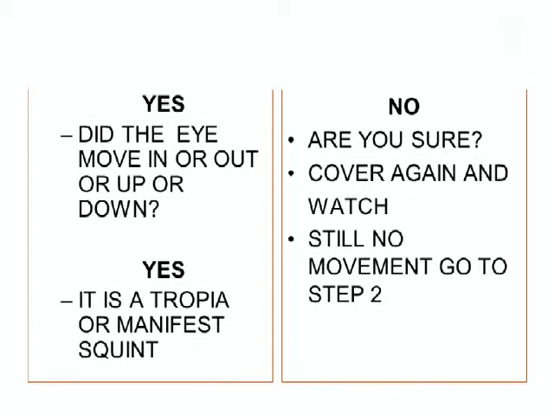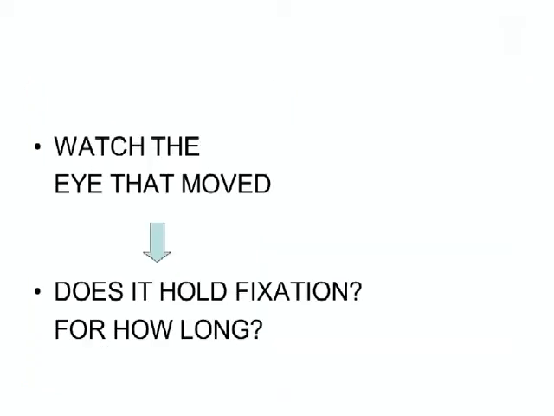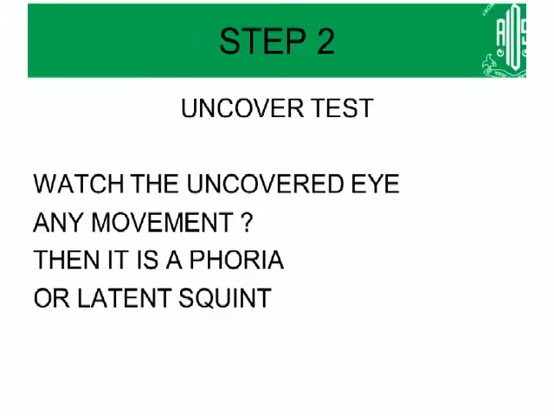Then we move to the next step. So the other thing you do is watch the eye that moved. Does it hold fixation? And if so, for how long? Okay? So now we will go on to the next step. Remember, we covered first. Now we are going to uncover. Watch the uncovered eye. Any movement, then it's a phoria or a latent squint.